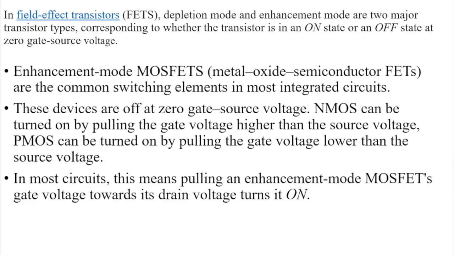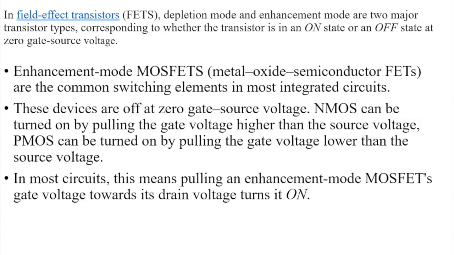Field effect transistors can be divided into depletion mode transistors and enhancement mode transistors, corresponding to whether the transistor is in an on state or an off state at zero gate source voltage. These enhancement mode transistors are mainly used as switching elements in integrated circuits. These devices are off at zero gate source voltage.